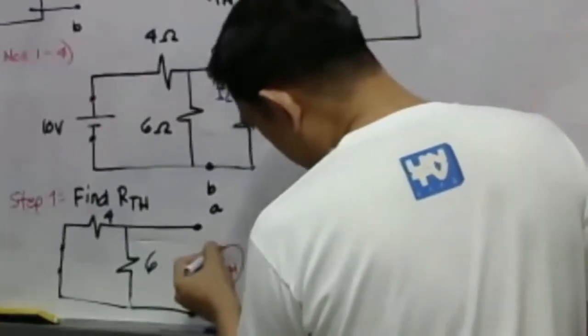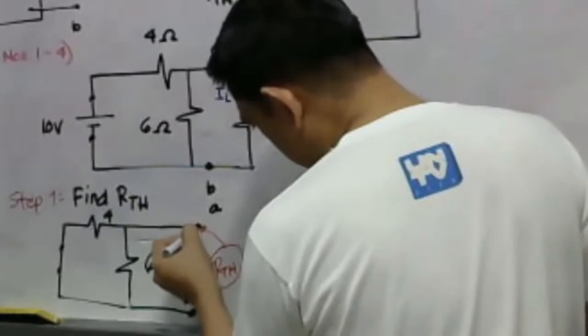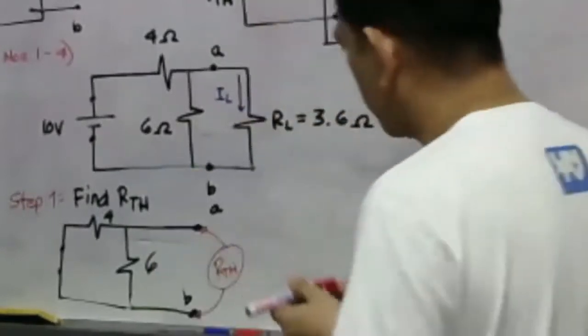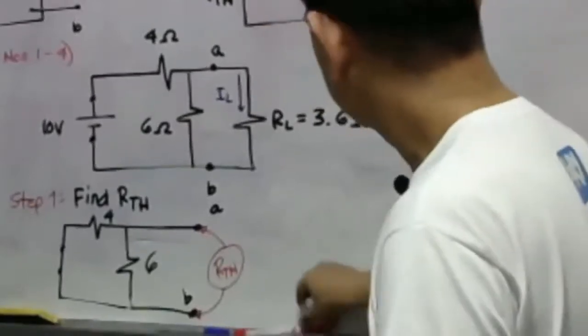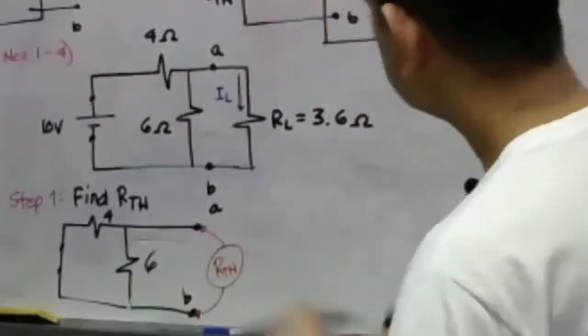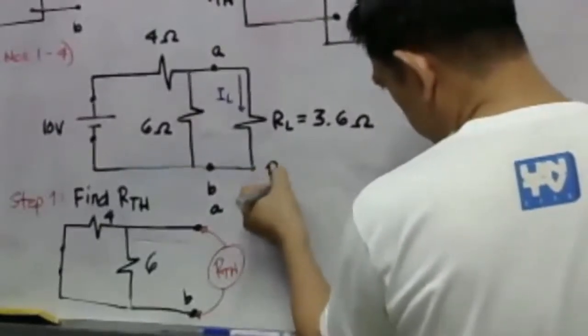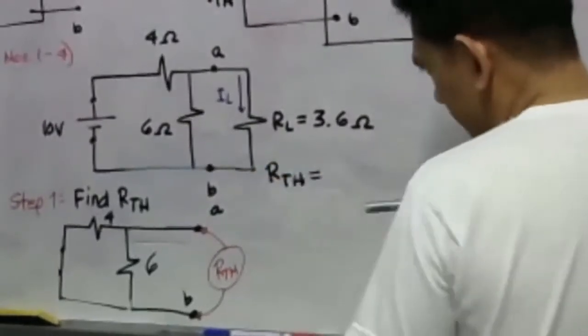So, let's just place an ohmmeter here. We'll put it here. That is our RTH, okay? What is our RTH? Our RTH will be equal to what?